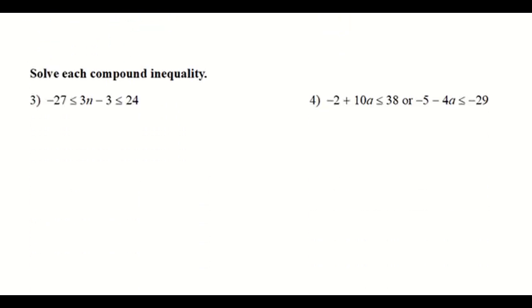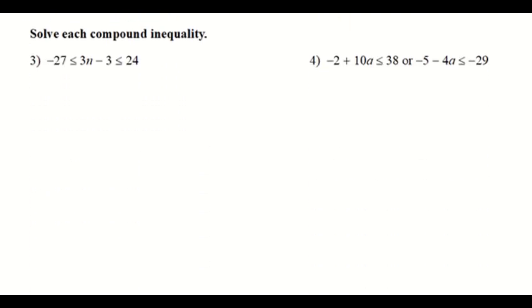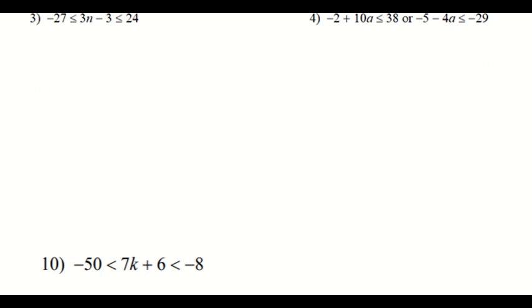Now, with compound inequalities, we have two different options. We have ones that look like 3 and 10 here, where the compound inequality has the variable in the middle of two different quantities, so it's bounded by those two quantities. Or you could have it where you have two separate ones.